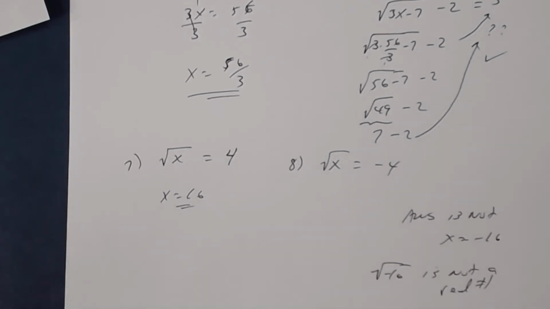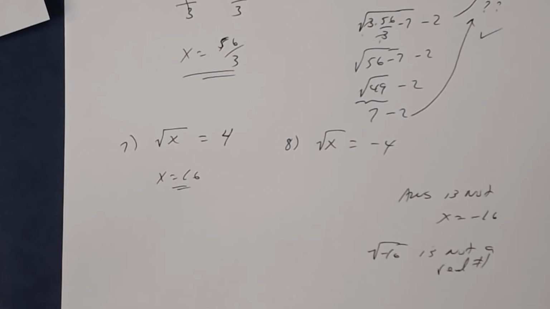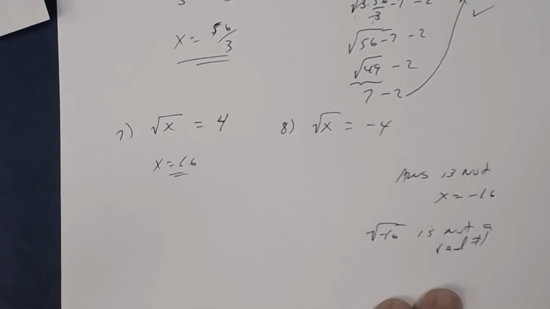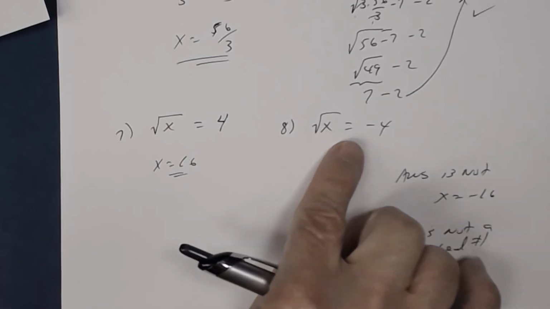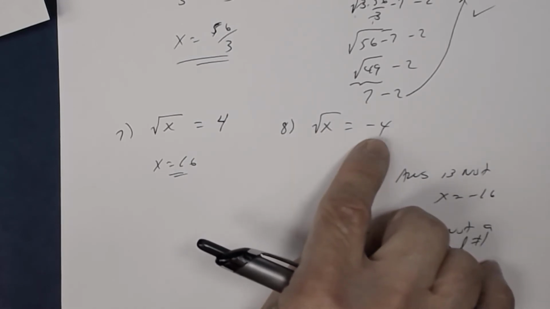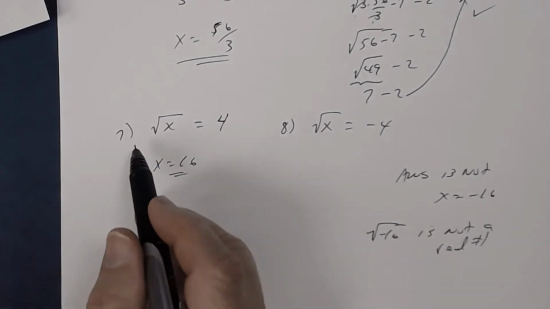You remember that from a previous lesson? Because no real number times itself is negative. A real number times itself is either positive or 0, never negative. So when I take the square root of a radicand and I get a negative constant on this side, that's not possible.